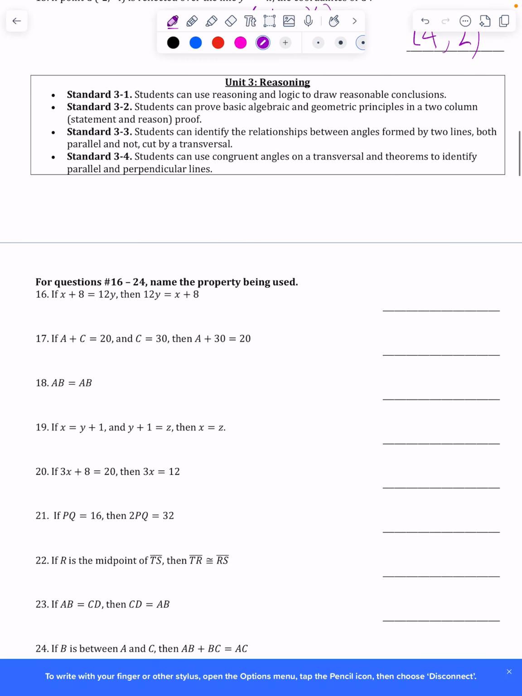For our wonderful Unit 3 reasoning, it's where we started the proofs, and I know you're so excited. Well, this one, the order just flips around, so you would say symmetric.